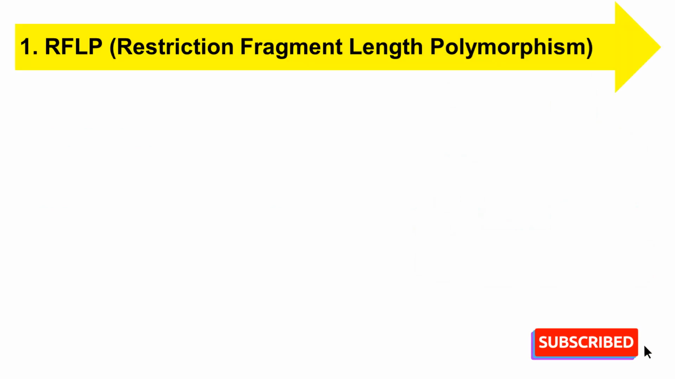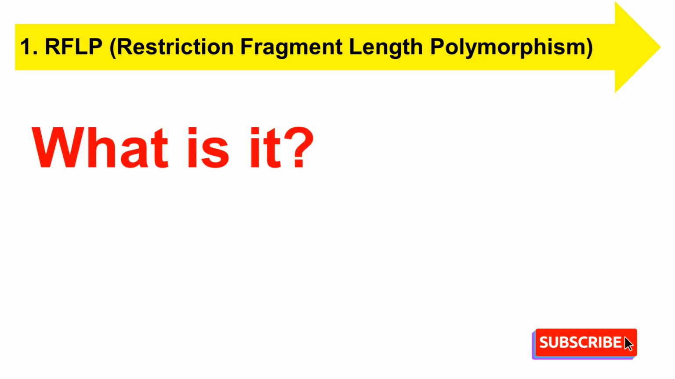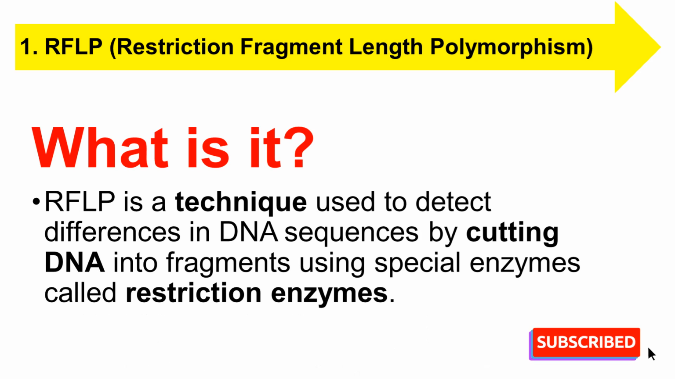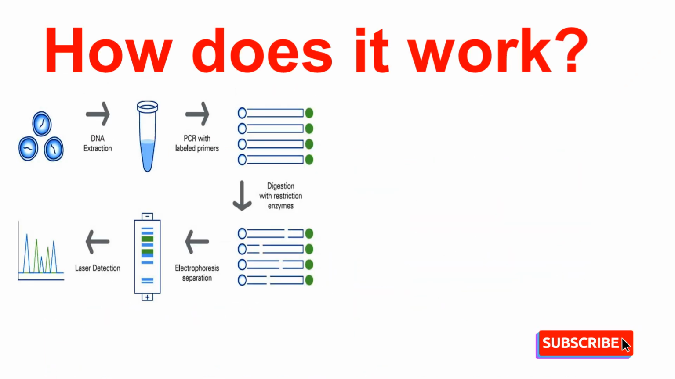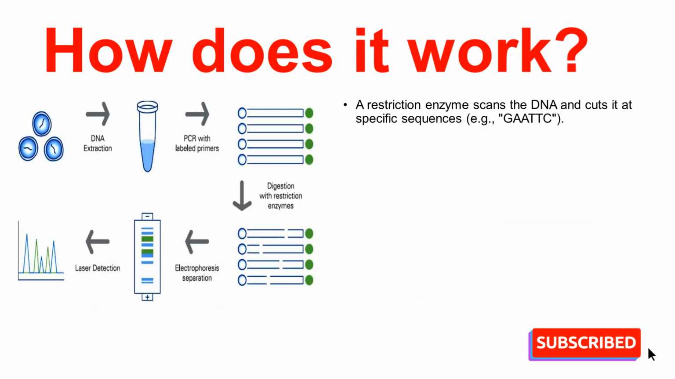1. RFLP, Restriction Fragment Length Polymorphism. What is it? RFLP is a technique used to detect differences in DNA sequences by cutting DNA into fragments using special enzymes called restriction enzymes. How does it work? A restriction enzyme scans the DNA and cuts it at specific sequences, e.g., GATC.